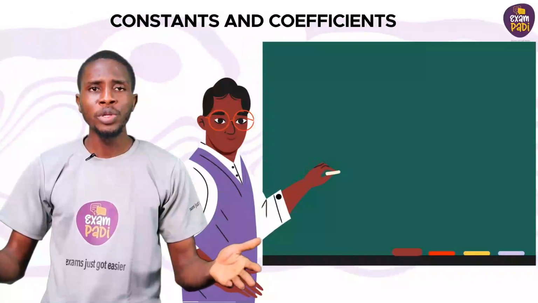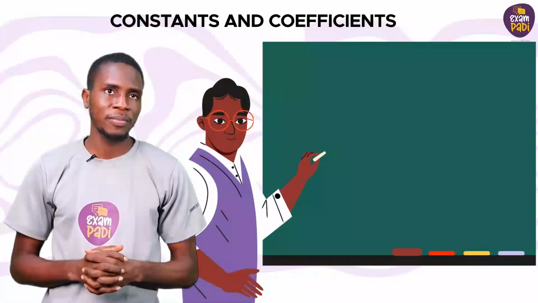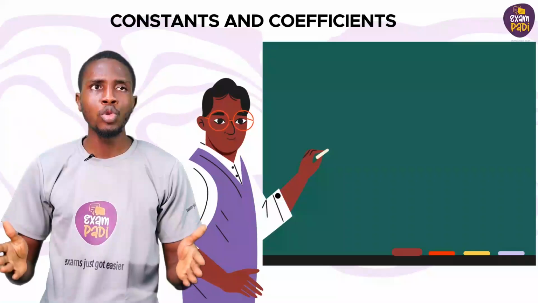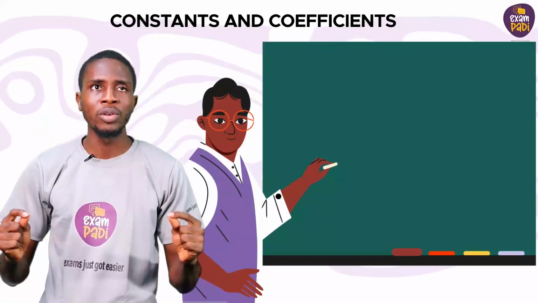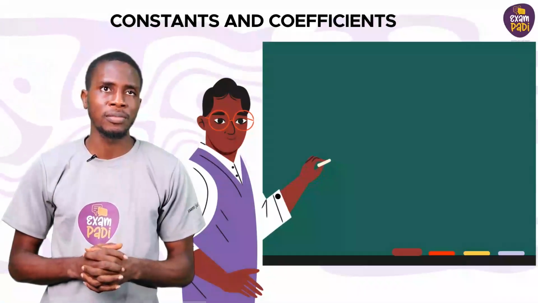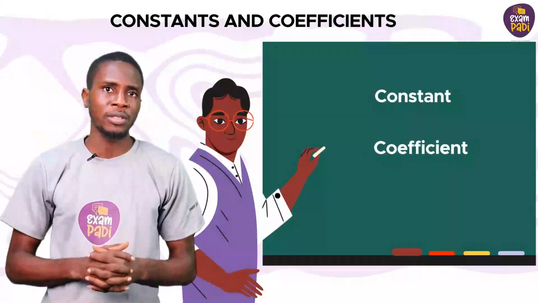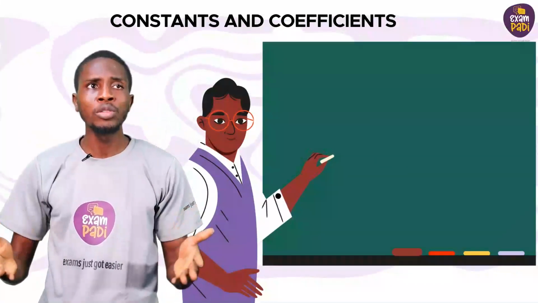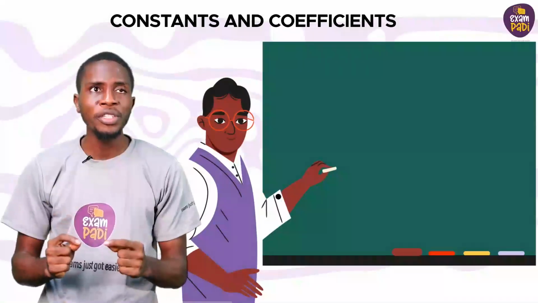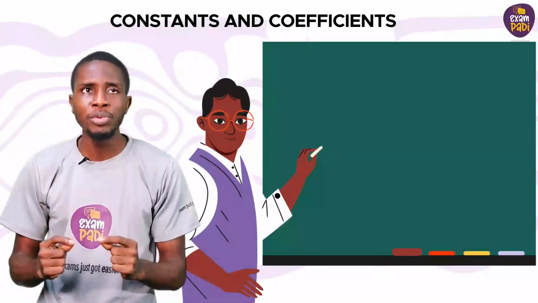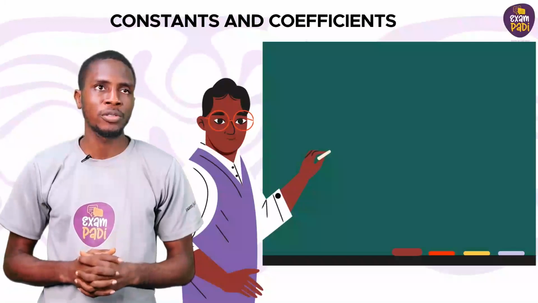How familiar are you with constants and coefficients? You also need to know and understand two other words when working with algebraic terms: constants and coefficients. Constants are the unchanging numbers, and coefficients are the multipliers of variables in algebraic expressions.